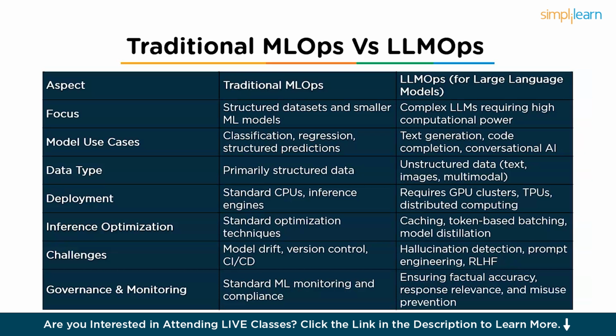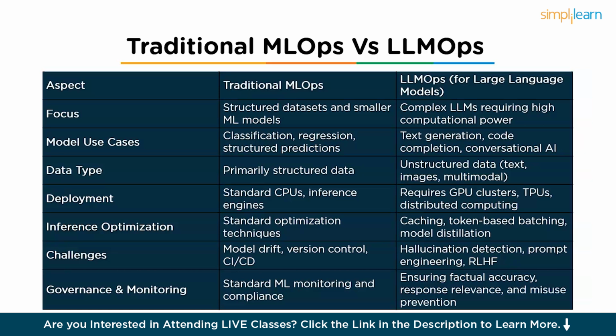LLMs such as GPT-4 and PaLM require vast amounts of computational resources, larger datasets, and specialized deployment strategies. Unlike traditional machine learning models, LLMs are often used in open-ended tasks like text generation, code completion, and conversational AI. This makes their design fundamentally different from structured machine learning models that deal with classification or regression problems. LLM systems need to handle unstructured data like text and images while ensuring coherence, factual accuracy, and response relevance.